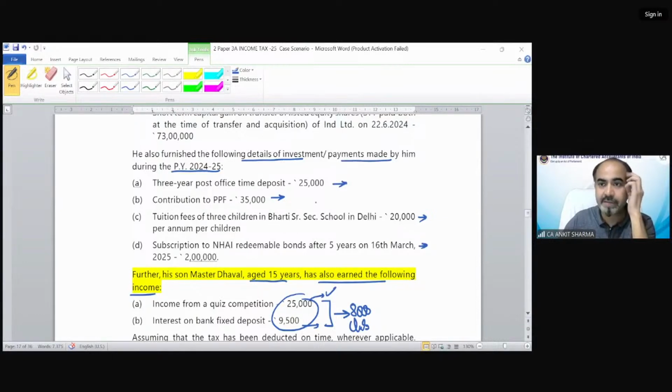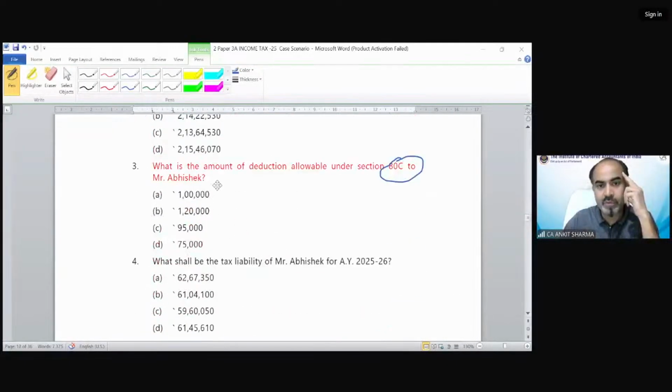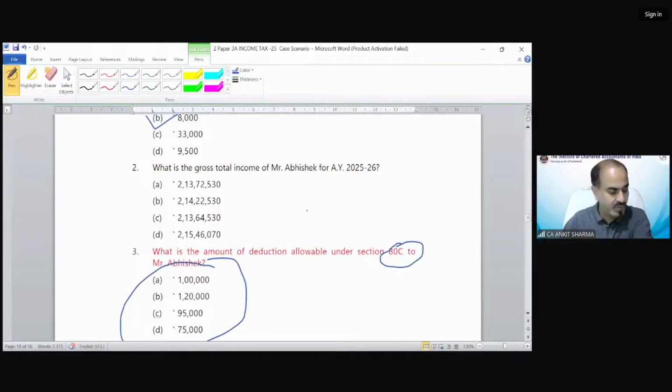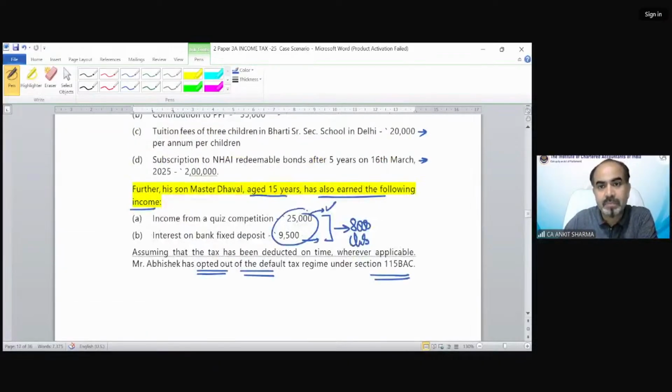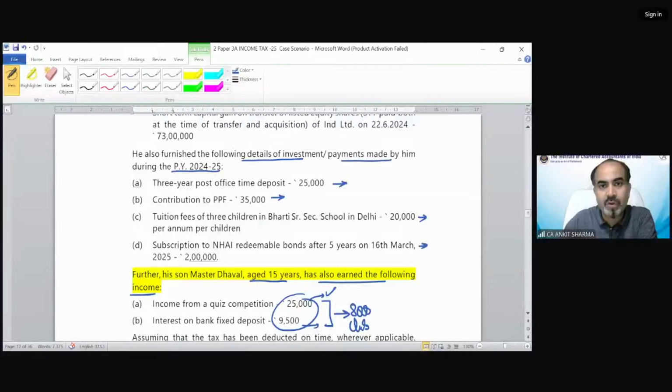Tanu is saying total 95,000. Okay. Anyone else? You have 4 options. Whether it would be 1 lakh or 120 or 95 or 75. What is the correct answer? I would like to know. Question in front of you. Soumya is saying 75,000. Ishan is saying B and C. Okay. I want the total amount as an answer. Out of this A, B, C, and D, what is the total amount we can claim under section 80C?